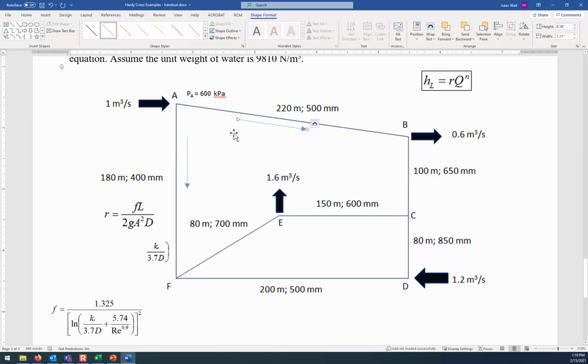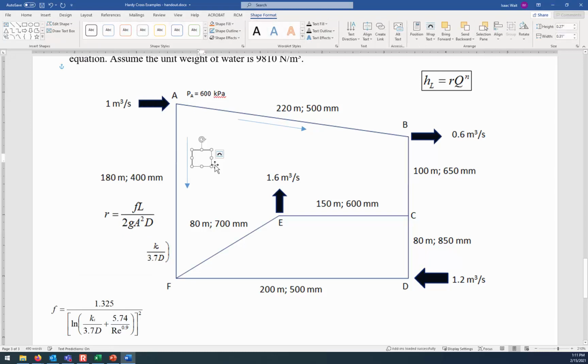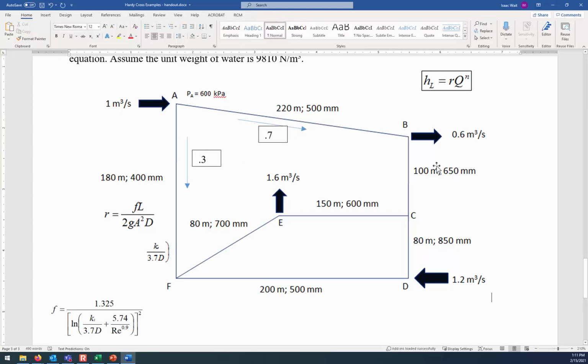But then what you also need to do is consider these other locations. So for instance, here, let me do some more sketch tools here. Okay. So let's say that I want this one to be 0.3 cubic meters per second, and then I'm going to let this one be 0.7. All right. So now look at junction B. If I have 0.7 going into junction B, and this 0.6 is being taken out of junction B, then what does that say about the leftover 0.1 cubic meters per second? Where does it need to go?